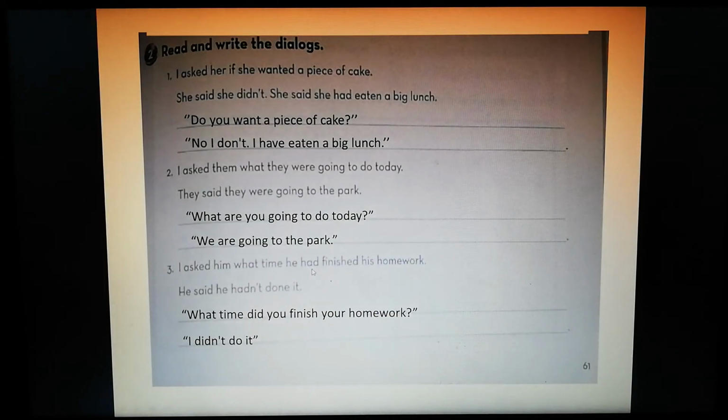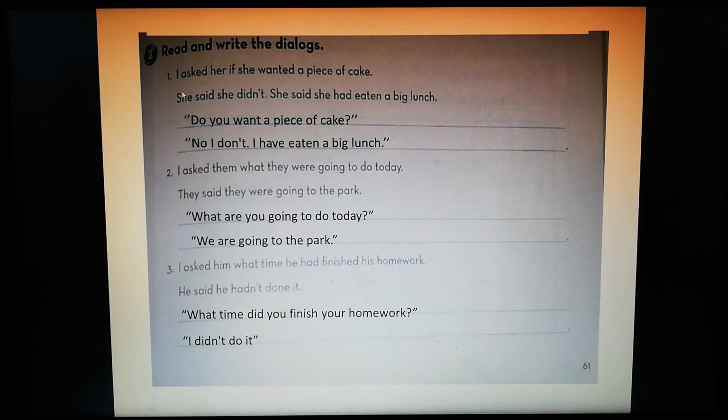Let's move to the last exercise for today, exercise number 2, page 61. Read and write the dialogues. This is the opposite of the first exercise. Here we have the reported questions and the reported speech sentences, and we should write the direct questions.